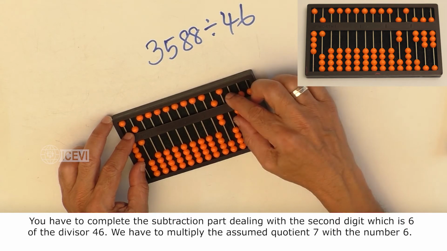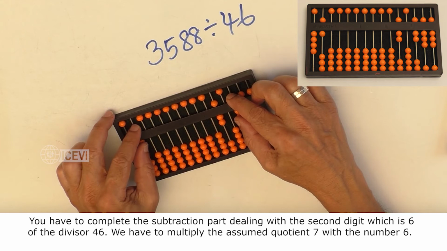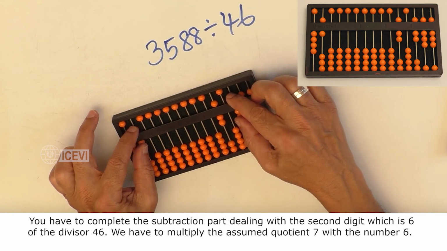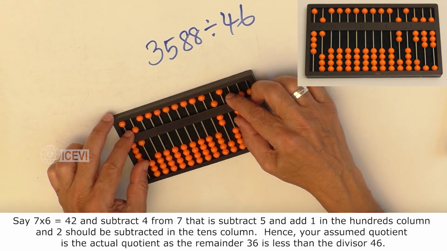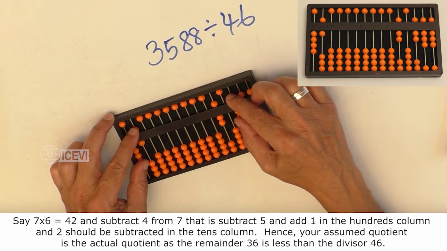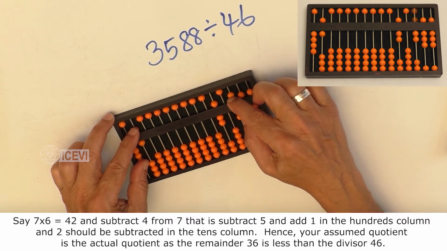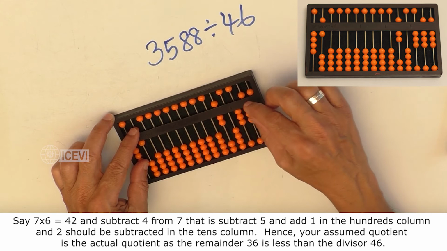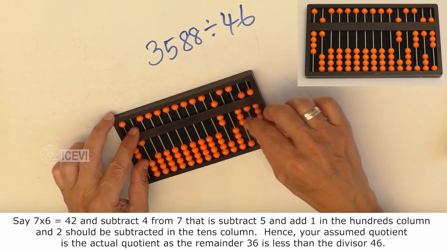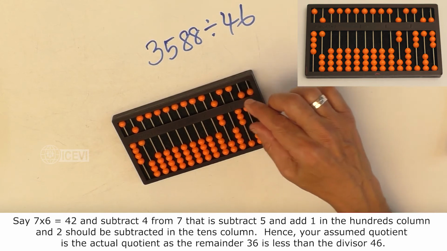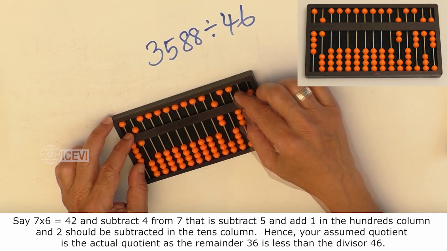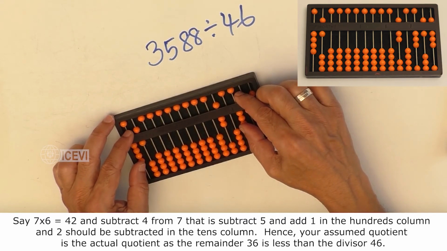You have to complete the subtraction part dealing with the second digit, which is 6 of 46. We have to multiply the assumed quotient 7 with the number 6. By saying 42, subtract 4 from 7, that is subtract 5 and add 1 in the hundreds column, and 2 should be subtracted in the tens column. Hence, your assumed quotient is the actual quotient, as the remainder 36 is less than the divisor 46.